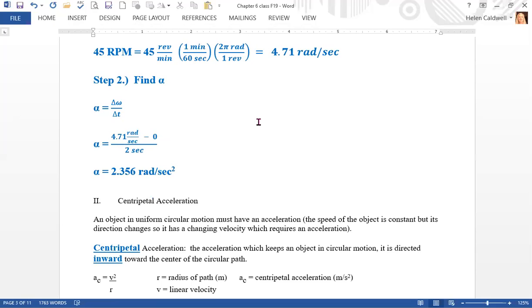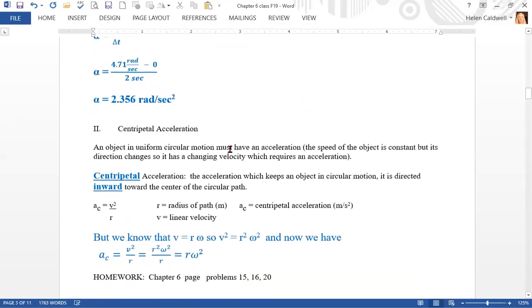You ought to be able to do a problem like this on a quiz. They are really easy, and I ask it a lot. I'm especially concerned that you can convert RPMs into radians per second correctly. So practice. You have an example, and there'll be some practice problems on the study guide.